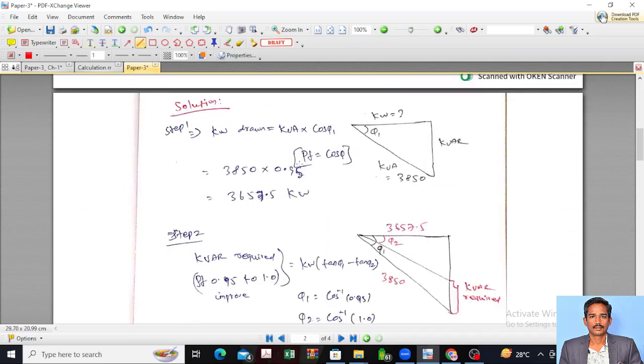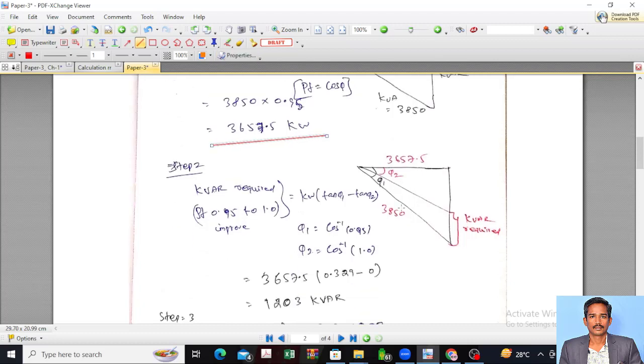Now, with the solution, you have to write. Step 1: how many kilowatts? We already know the maximum demand and power factor. You multiply them, then you get the kilowatts. Next, Step 2: you have to calculate how much capacitor is required. You are going to improve the power factor from 0.95 to 1.